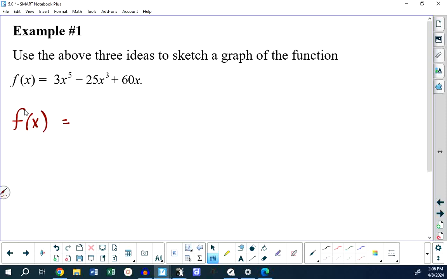So I can take out an x and be left with 3x to the 4 minus 25x squared plus 60.